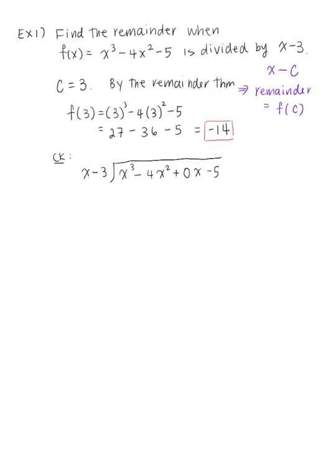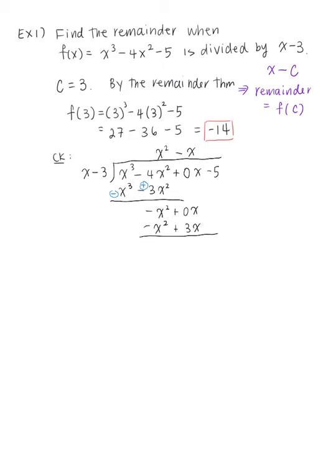So what times x is going to give us x cubed? That will be x squared. So you're going to go x squared times x is x cubed, and then minus, you're going to have 3x squared. Draw the line, change the sign on the bottom, and then add vertically. Then we're going to have negative x squared, and then I'm going to drop down the plus 0x. So then you're going to have to ask yourself, what times x is going to give us negative x squared? So that will be just negative x. So here you're going to have negative x squared, and then you're going to have plus 3x.